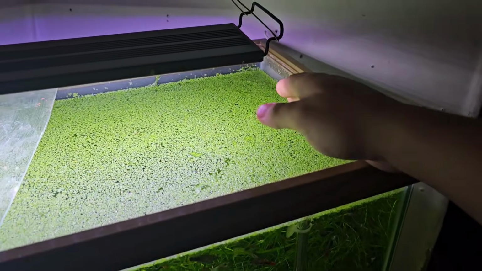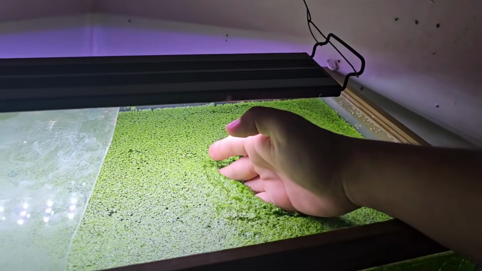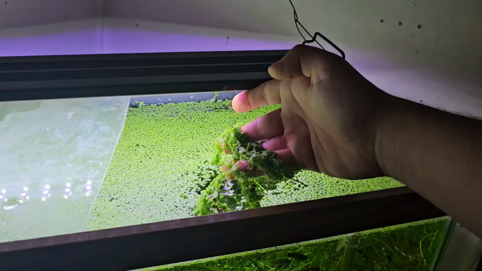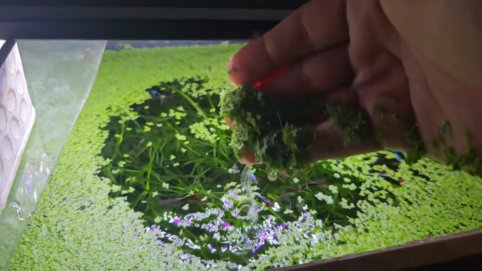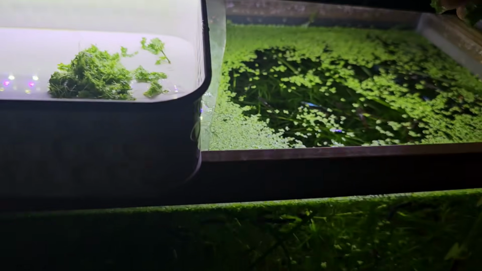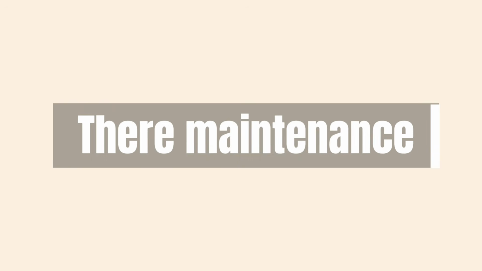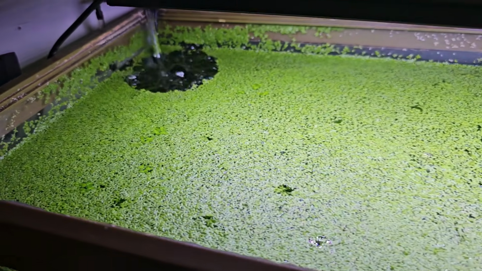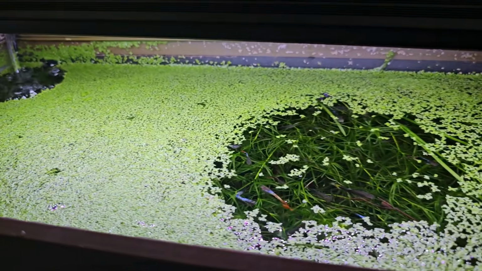Some drawbacks. They block light. Excessive floating plants can block too much light, hindering the growth of other plants in the aquarium. Regular trimming is necessary to manage their spread. Their maintenance. While they are easy to grow, they can quickly become a nuisance if not managed.